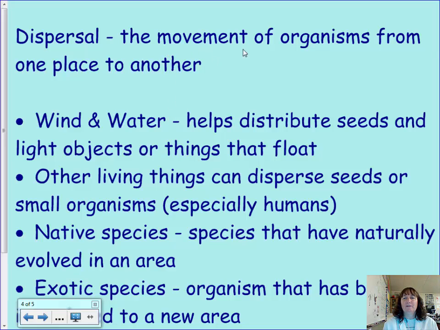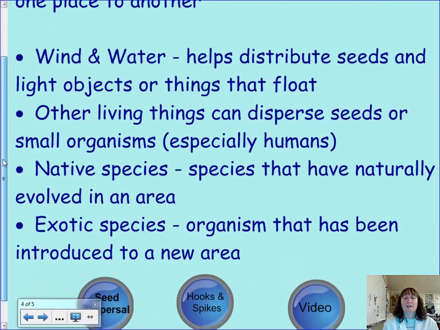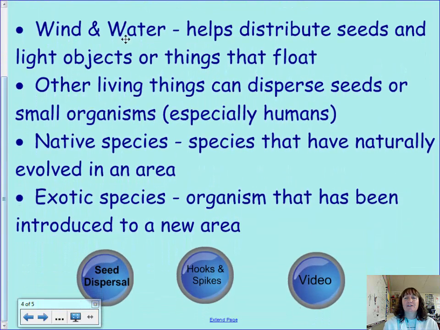Dispersal is the movement of organisms from one place to another. A lot of times the easiest way to think about this is with plants. Wind and water help distribute seeds and light objects or things that float. Coconuts would float in the ocean and end up on different islands.